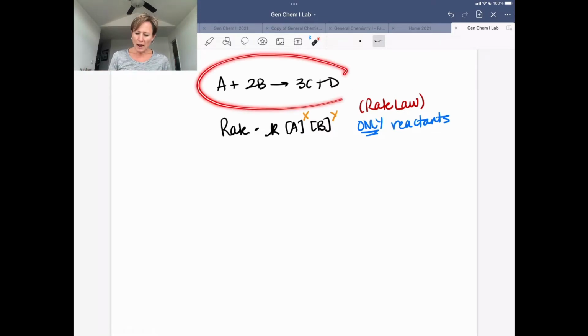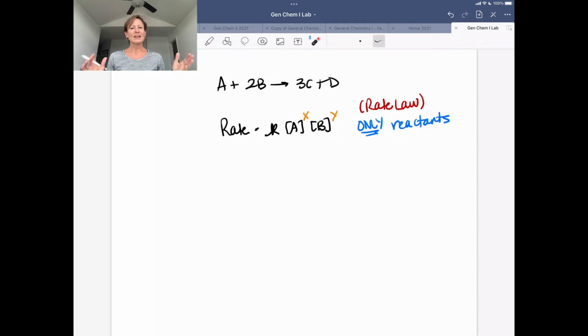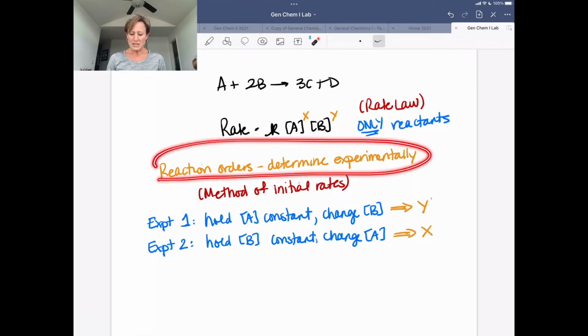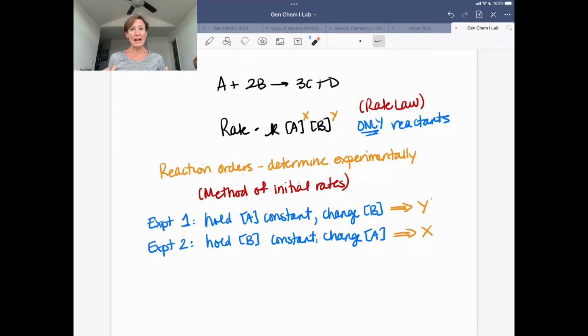So remembering, when you have a generic chemical reaction and you want to write a rate law, what you write is rate equals rate constant times the concentration of each reactant raised to powers that we call orders. And it's important to highlight that when writing a rate law, you only use reactants. And importantly, these reaction orders must be determined experimentally. Remember, those reaction orders tell us how the rate will change when concentrations are changed.